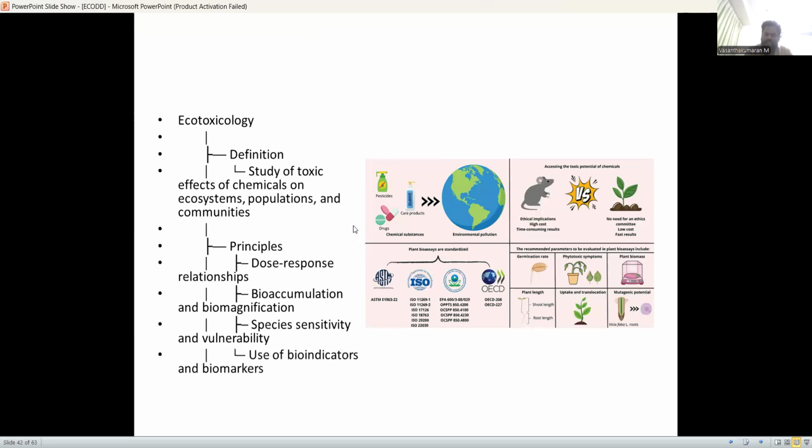We can assess this using biomarkers and bioindicators. With honeybees, we can assess the toxicity. We can use nematodes, mice, and zebrafish, as I mentioned yesterday. We can use zooplankton to know the biodiversity changes, biomagnification, and diversity distributions. We should know about that.